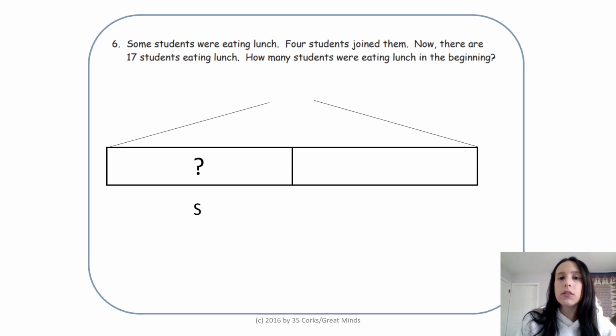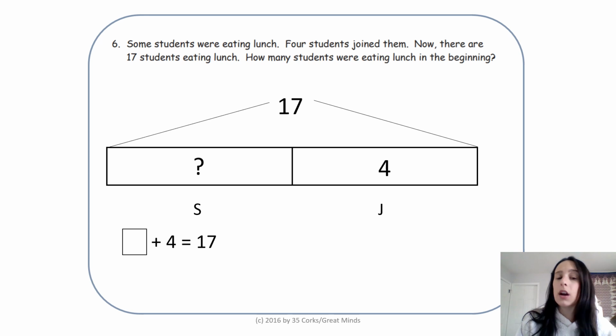4 students joined them. 4, and they joined, so I put a J. Now there are 17 students eating lunch. Well, I know that's my total, 17. Now, how many students were eating lunch in the beginning? I need a number sentence to solve.